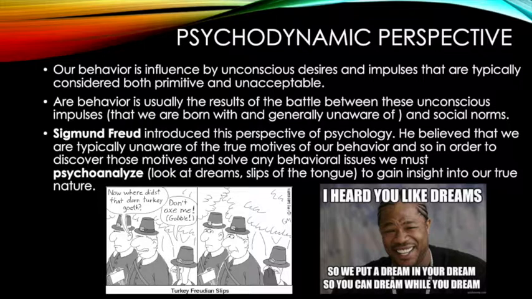So 1, our behavior is influenced by unconscious desires and impulses that are typically considered both primitive and unacceptable. Before I jump into what that means, let's go to the next bullet point. Our behavior is usually the result of a battle between these unconscious impulses that we are born with and generally unaware of, and social norms. Freud believed that inside our mind was this sort of battlefield. There was what we're aware of, which is social norms, acceptable behavior, the morals that we're taught, the expectations that both society has for us and that we have for ourselves. We have been taught those, and we are conscious that those things exist.